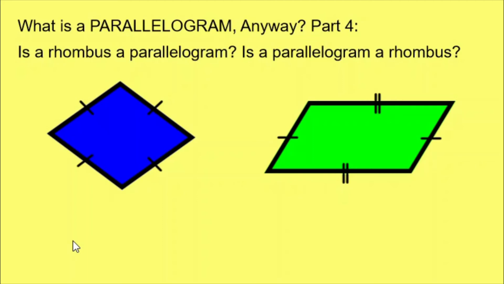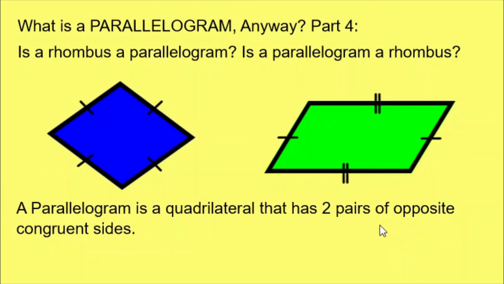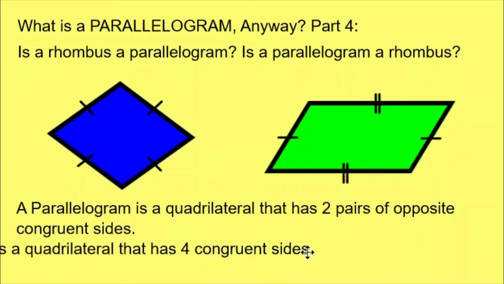Is a rhombus also a parallelogram, and is a parallelogram also a rhombus? Our blue rhombus has little lines that show it has 4 congruent sides. Our green parallelogram has lines that show it has 2 pairs of opposite congruent sides. Looking at the definitions, to be a parallelogram, it has to be a quadrilateral with 2 pairs of opposite congruent sides. The blue rhombus can be said to have 2 pairs of opposite congruent sides. All rhombuses, because they have 4 congruent sides, can be said to have 2 pairs of opposite congruent sides. That means all rhombuses are also parallelograms.